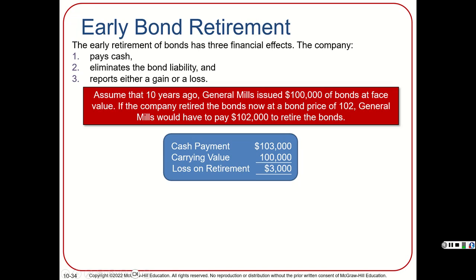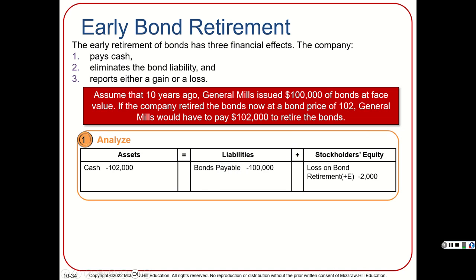So assume that 10 years ago, General Mills issued $100,000 of bonds at face value. If the company retired the bonds now at a bond price of $102, General Mills would have to pay $102,000 to retire the bonds. So the cash payment of $103,000 less the carrying value, the loss on this retirement is $3,000 because they have to pay out an additional $3,000. We have cash of 102.